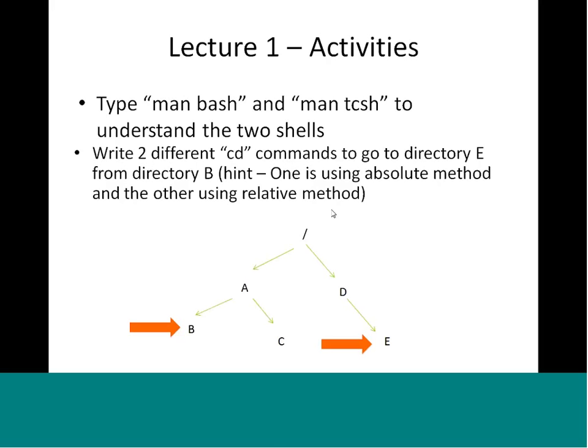I also ask you to do this other activity, which is: you have a file structure where the slash represents the root, and then there is a directory a, and under the directory a you have b and c. Then under root you have also another directory called b, and under that you have a directory e. So I want you to write two cd commands to go from b to e. Basically one will be an absolute command, the other one is a relative command.